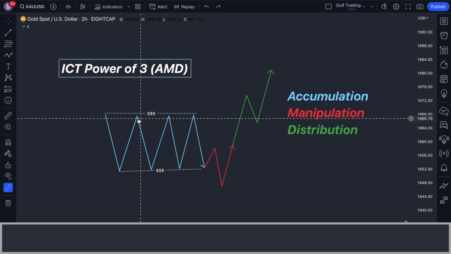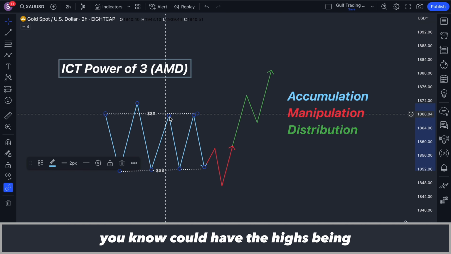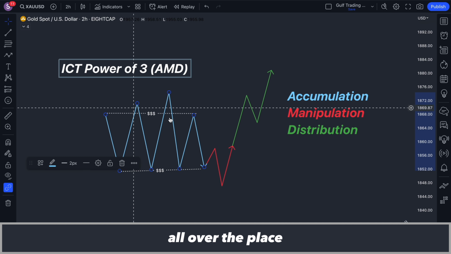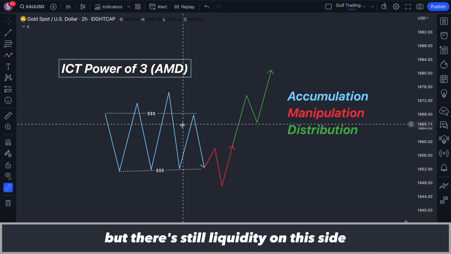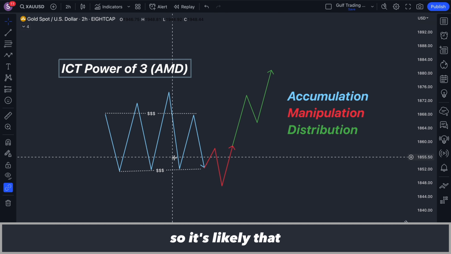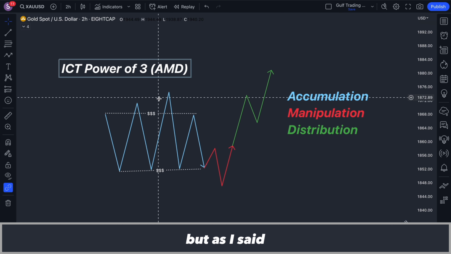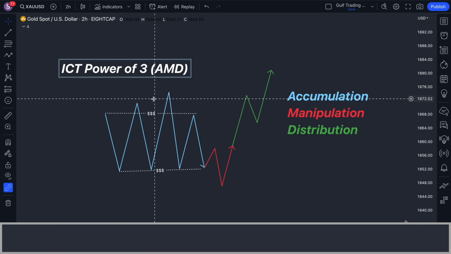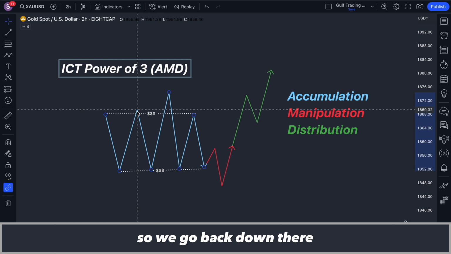You could have something like this, you could have the highs being all over the place, not really any liquidity there, but there's still liquidity on this side, so it's likely that this side will get taken. But as I said, it doesn't have to be perfect. You're just looking for the range. So I'll just move that back down there.